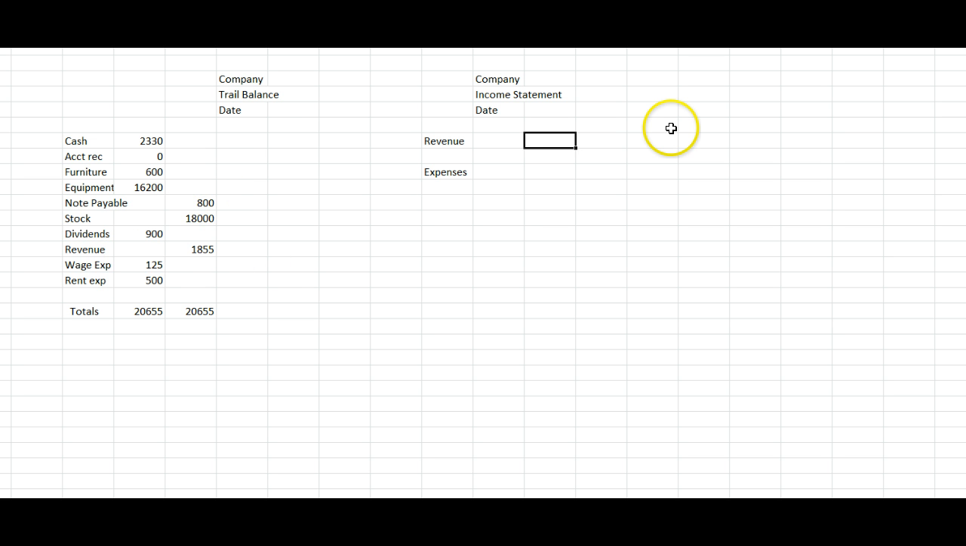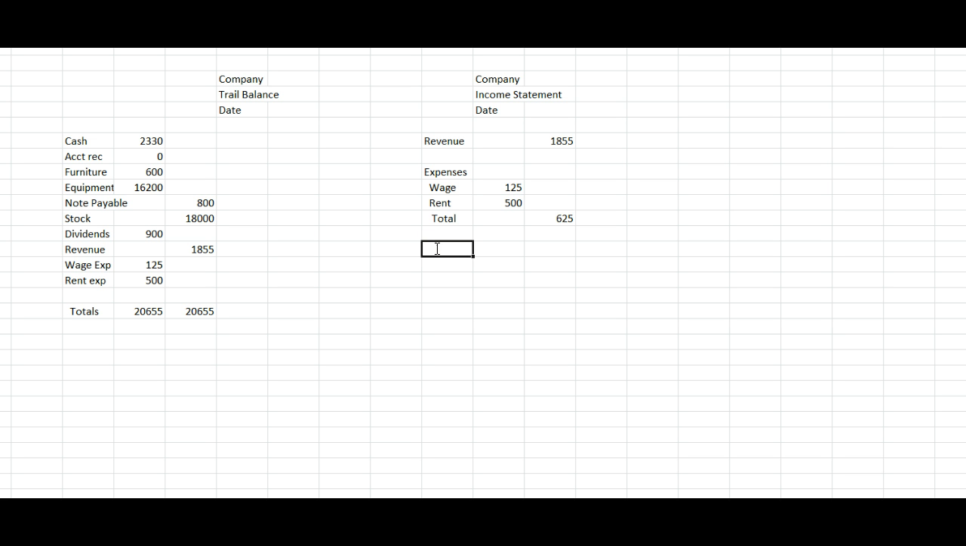Our revenue is $1,855. And then we have, what do we have? We have two expenses. We have wage expense, and that's $125. And we have rent expense, and that's $500. Okay, so we're going to add our expenses together and see what we get. It looks like we have $625 of expenses in total.